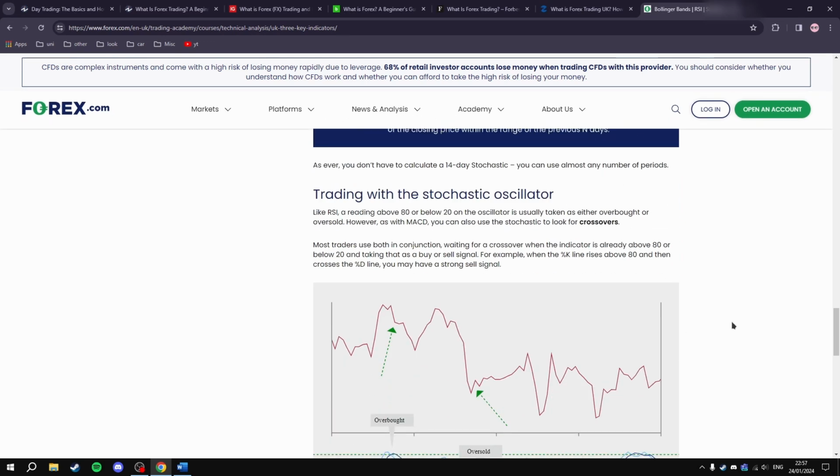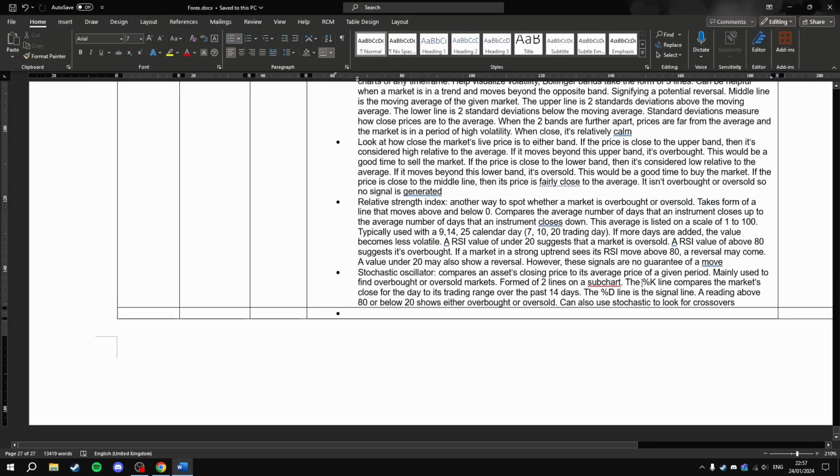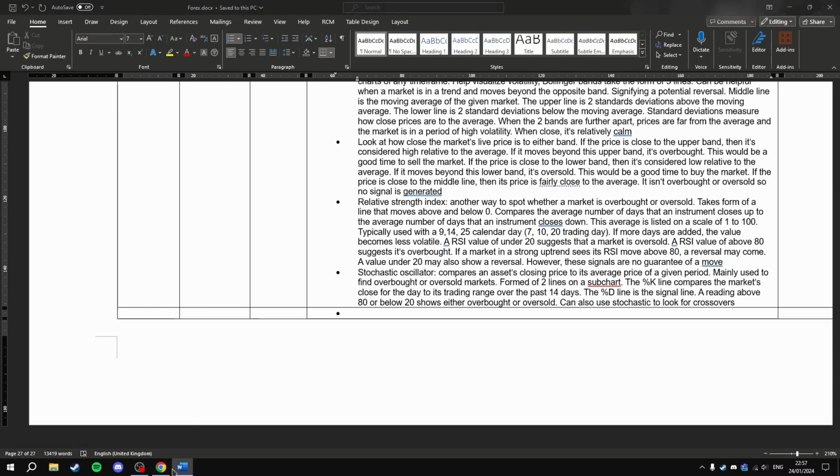So, trading with a stochastic oscillator, like RSI or relative strength index, a reading above 80 or below 20 on the oscillator is usually taken as either overbought or oversold. So a reading above 80 or below 20 shows either overbought or oversold.